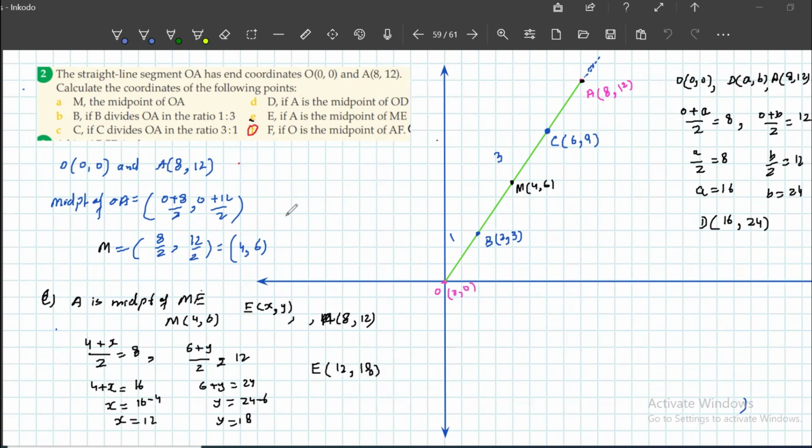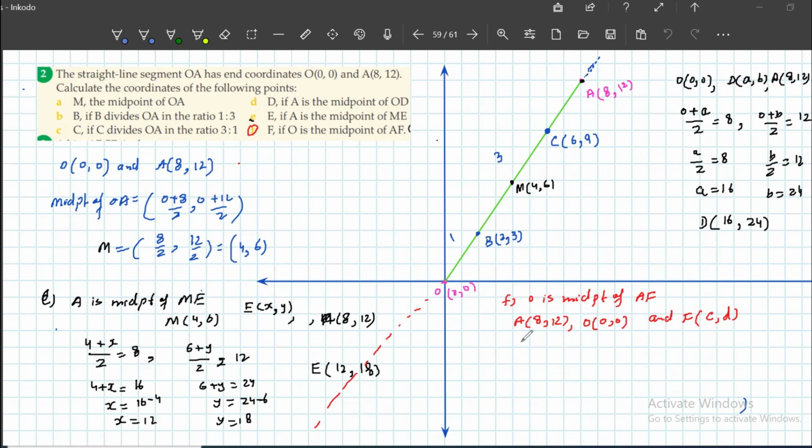Now we will move on to the last part F, which is O is the midpoint of AF. It means we don't know the coordinates of F. We know the point O, which is the midpoint in this case, 0, 0. And F we can consider as C comma D. We don't know. Most probably these points are to the left and down, somewhere here.